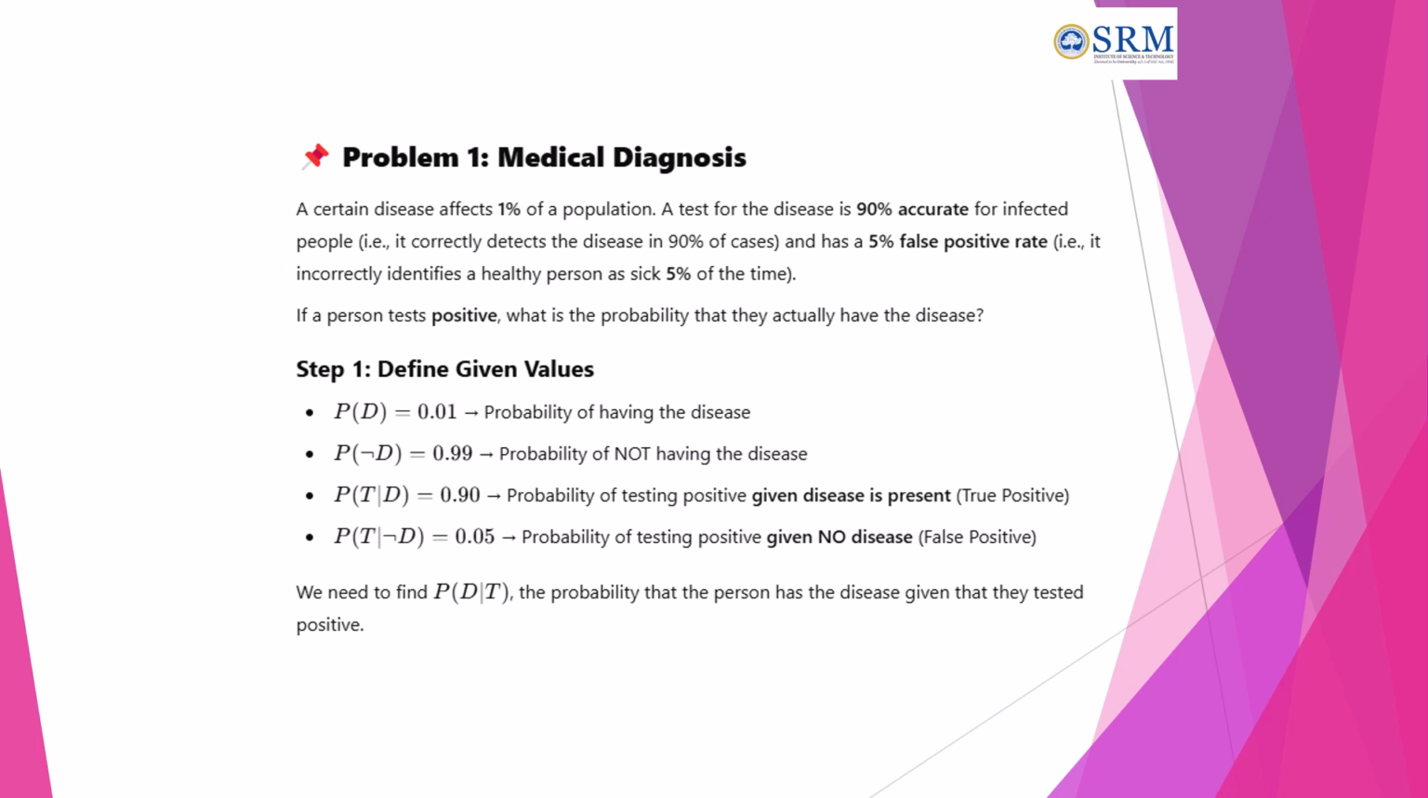Now, if someone takes the test and the result is positive, we want to find out what the chances are that this person really has the disease. To solve this, we use the information about how common the disease is, how accurate the test is for sick people, and how often the test gives false alarms for healthy people. This helps us calculate the true probability that the person is actually sick after testing positive.